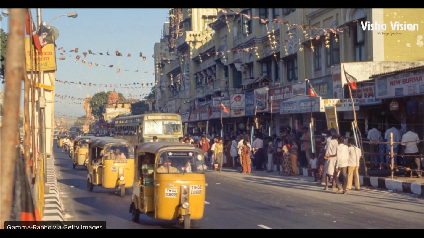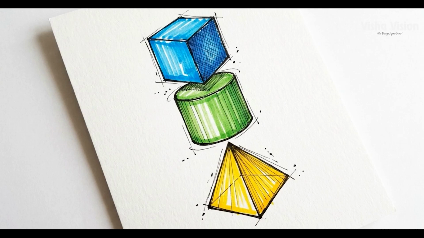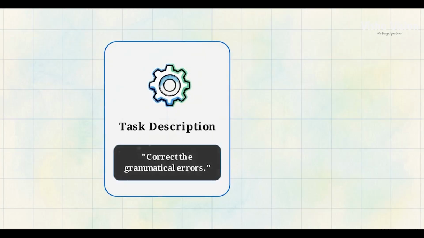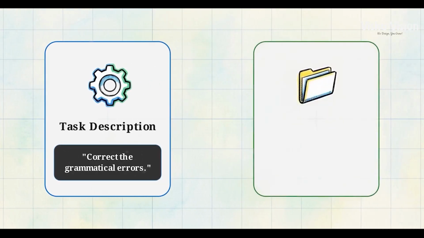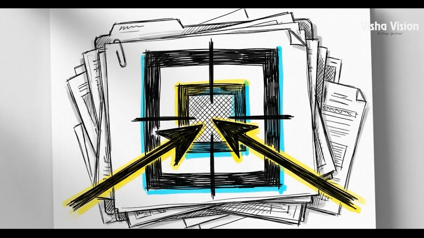Let's look at how to properly organize information about a specific location, like the busy districts of Tamil Nadu. A reliable prompt requires 3 components. Step 1 is the task description. This clearly defines exactly what the AI needs to do. Step 2 is the input data. You have to specify the target object, text, or parameters the AI is supposed to process.